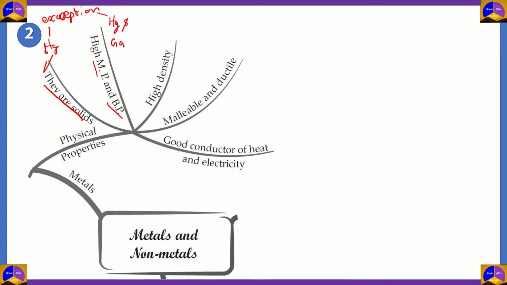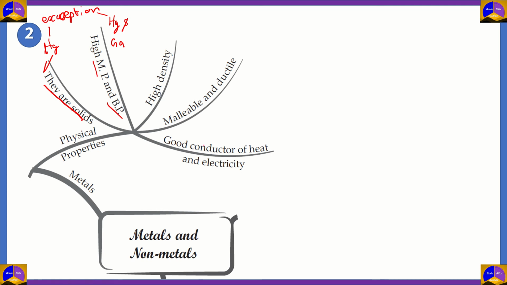The metal gallium melts at about 30 to 35 degrees Celsius. So if you were to place a piece of gallium in your hand, it would melt right before your eyes. And mercury also has a very low melting point. That's why it's liquid at room temperature.